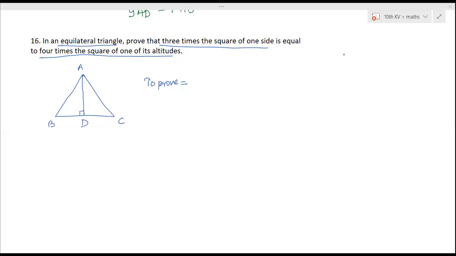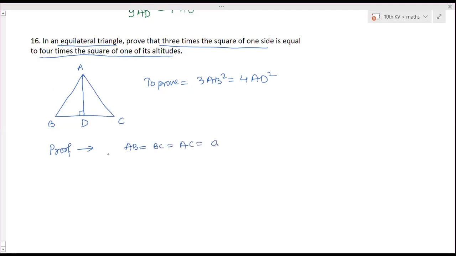Ma'am, we should prove that 3AB square is equal to 4AD square. Very good. Proof, no construction is needed. This is an equilateral triangle. All sides are equal. What is the value? Suppose we consider AB is equal to BC is equal to AC is equal to A.